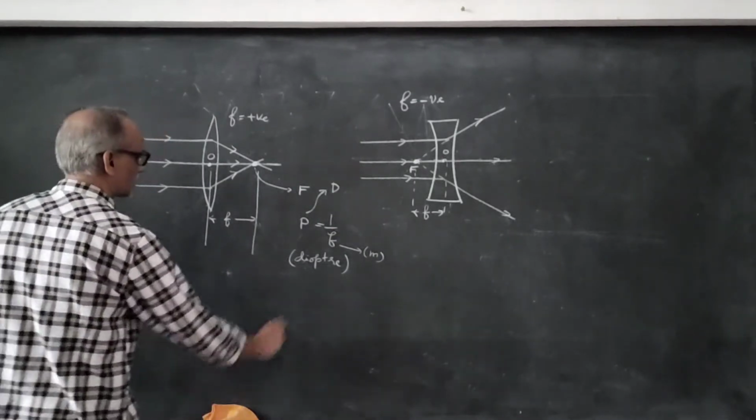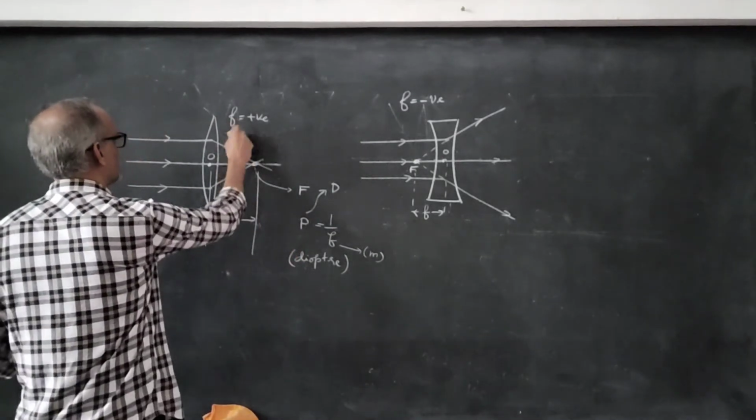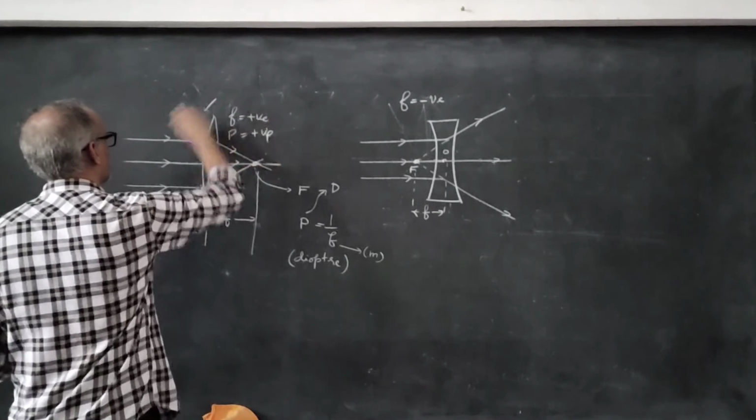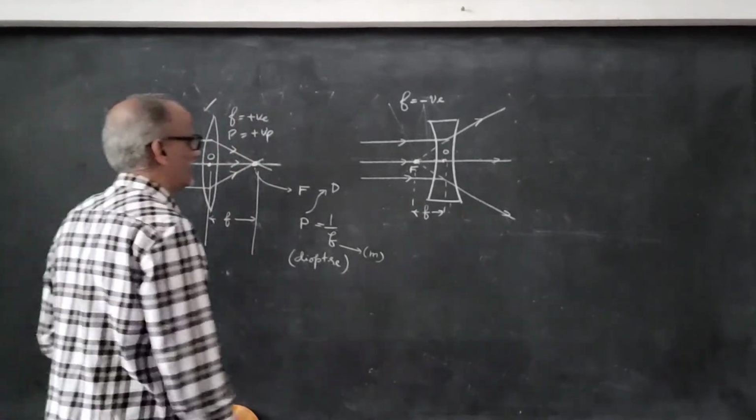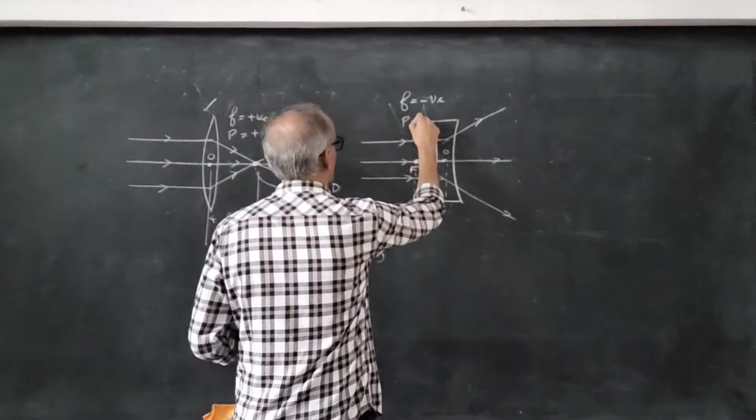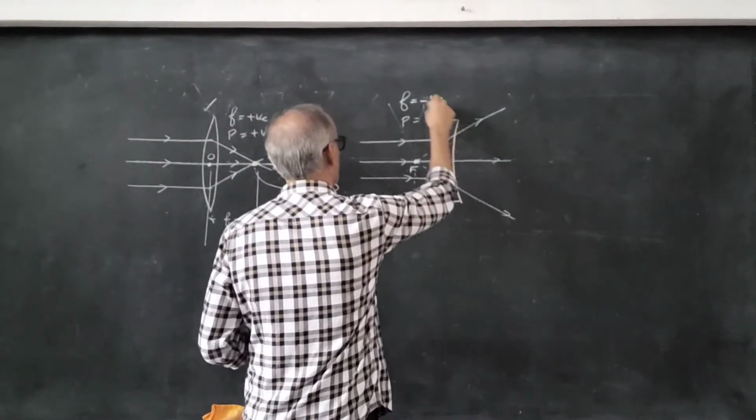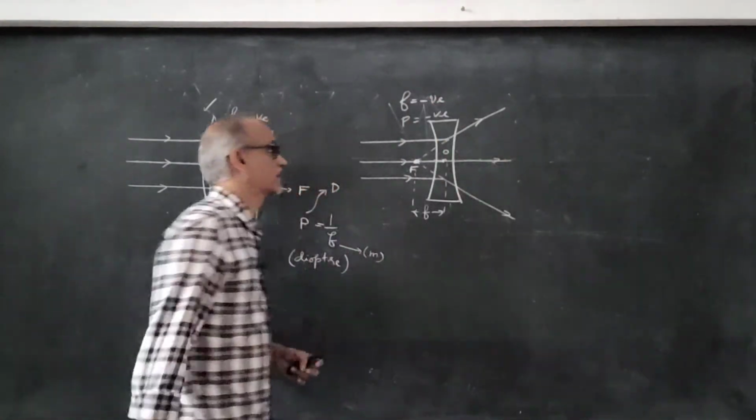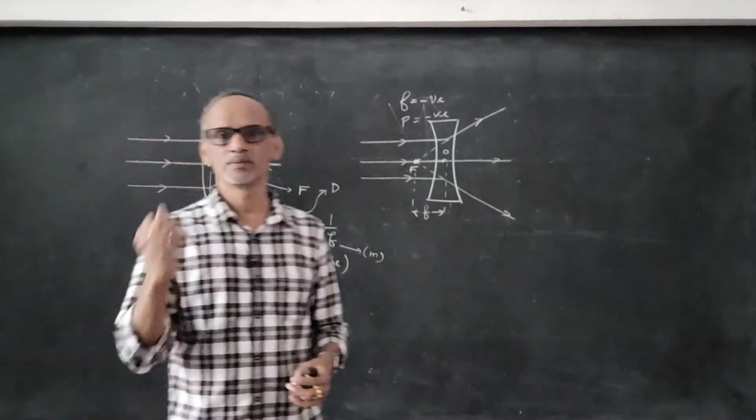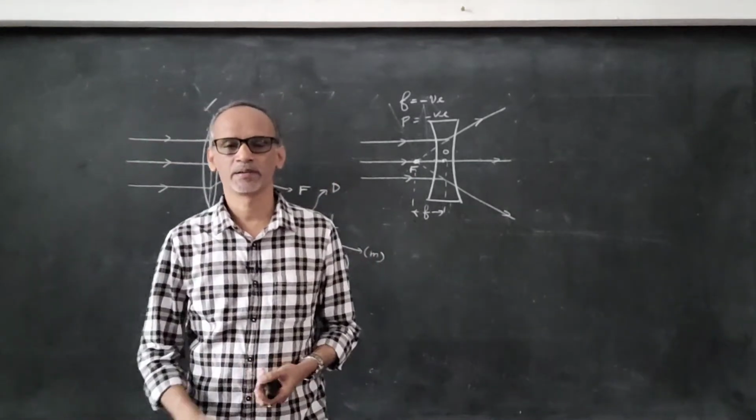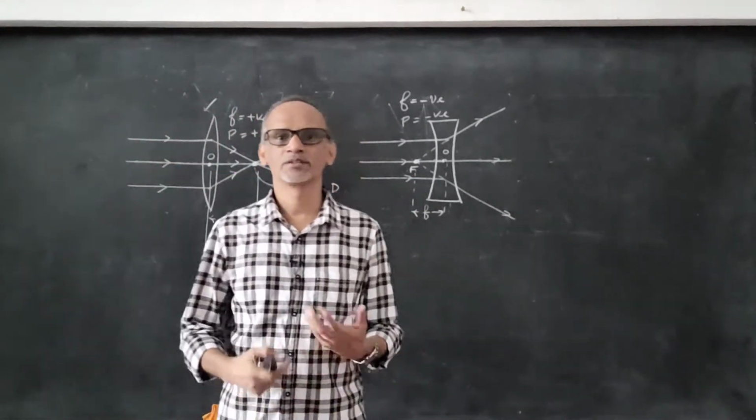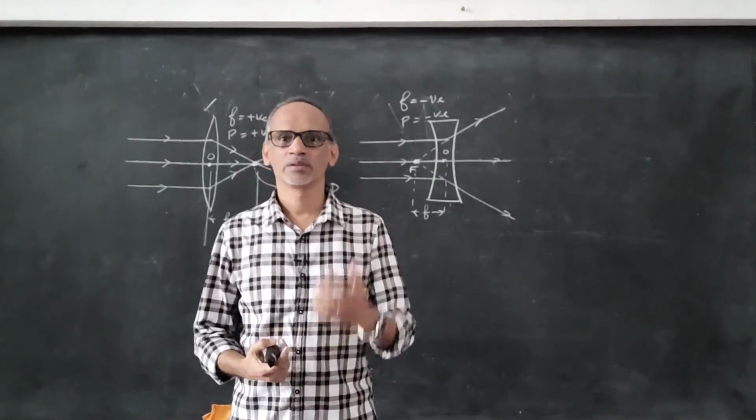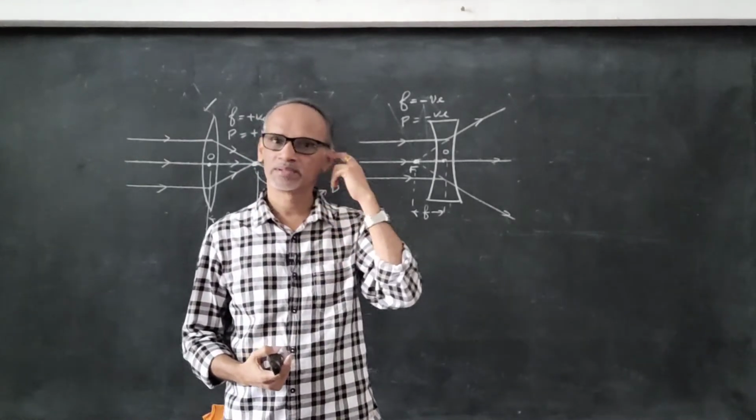So now again, according to the sign convention, power and focal length are positive for a convex lens, whereas power is negative and the focal length is negative for a concave lens. So whenever we use specs for correction of the vision, there will be some power for both the specs, correct?